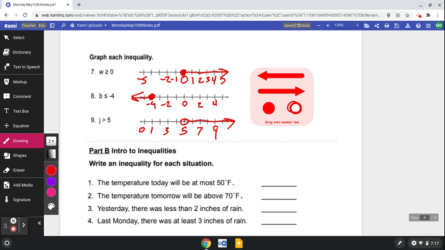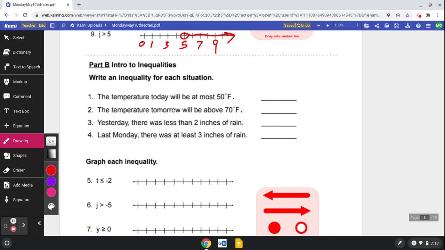Okay. All right, now write the inequalities. The temperature today will be at most 50 degrees. So that means, is 50 degrees included? Yes. Now, at most, that means that's the highest it's going to get. So x has to be anything that is 50 and smaller, so that is x is less than or equal to 50. Okay, so that was our keywords there.